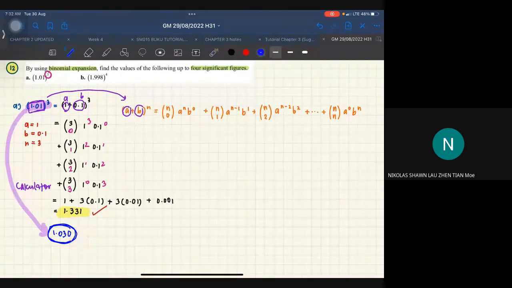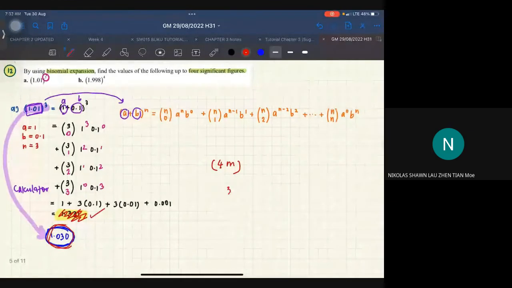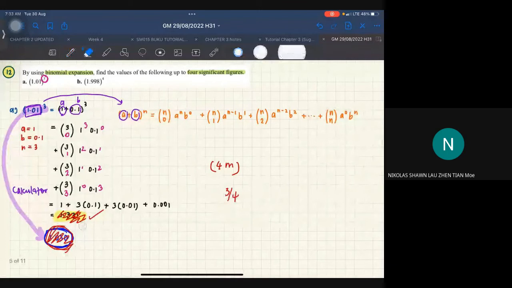Okay, so contoh soalan ni dia ada let's say 4 marks. Okay, so awak tak buat yang ini, awak terus buat yang ini. So awak punya markah 3 sahaja. Okay, kalau yang ini awak tak buat, and then this is betul jawapan akhir awak, dan baru dah dapat full mark. 4/4.